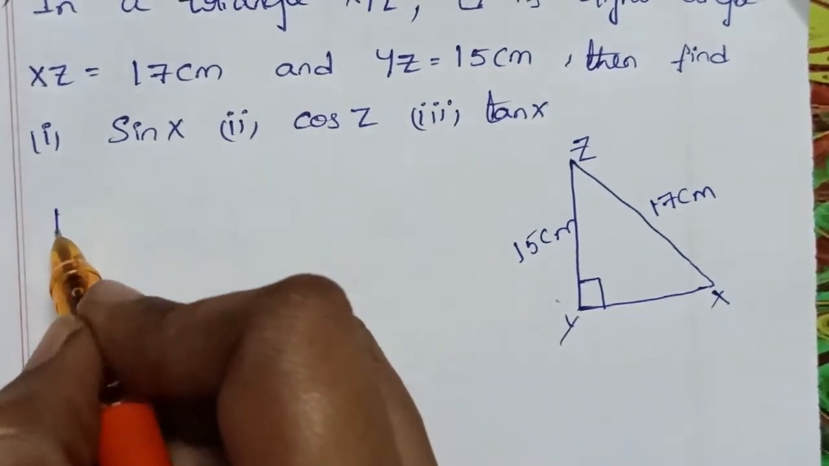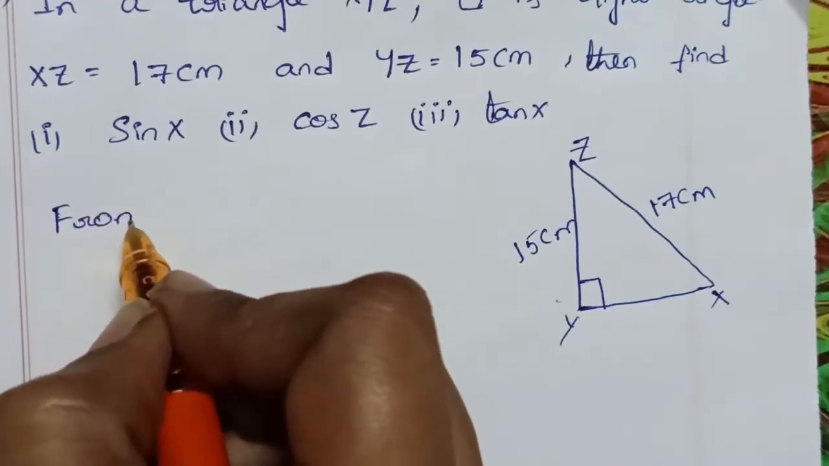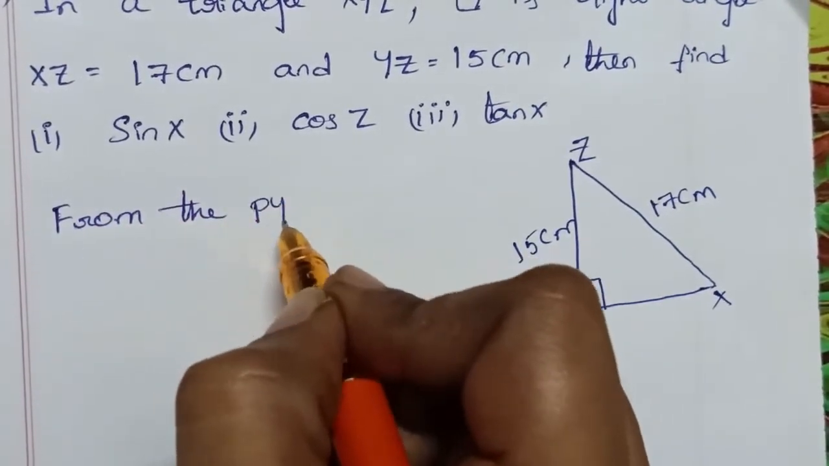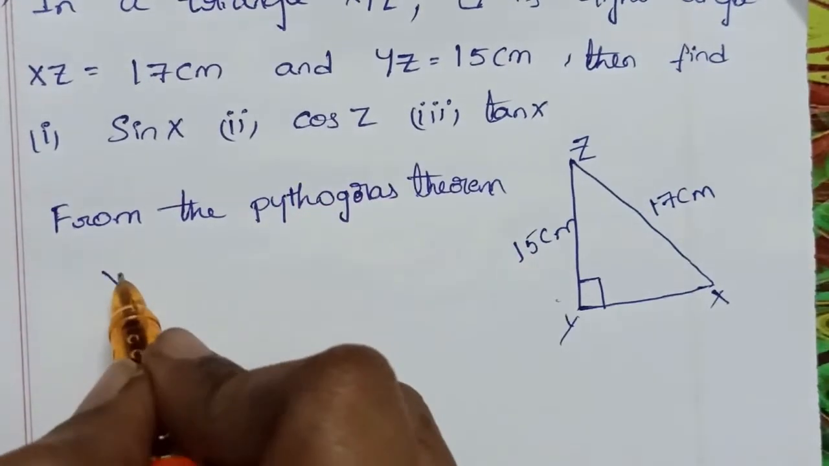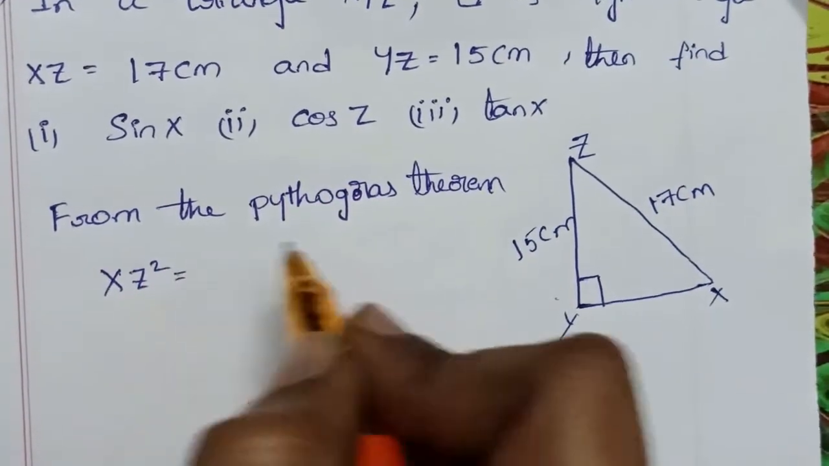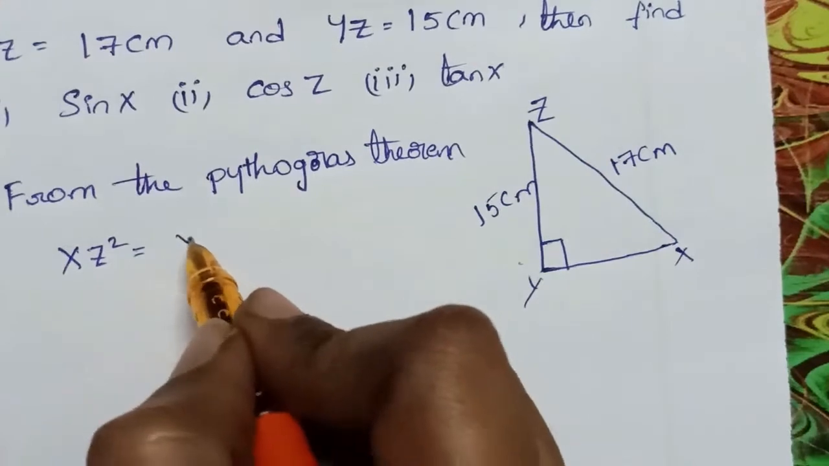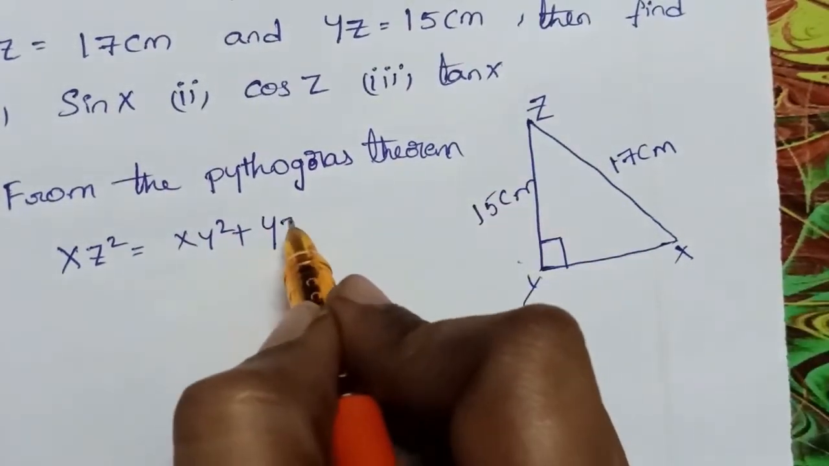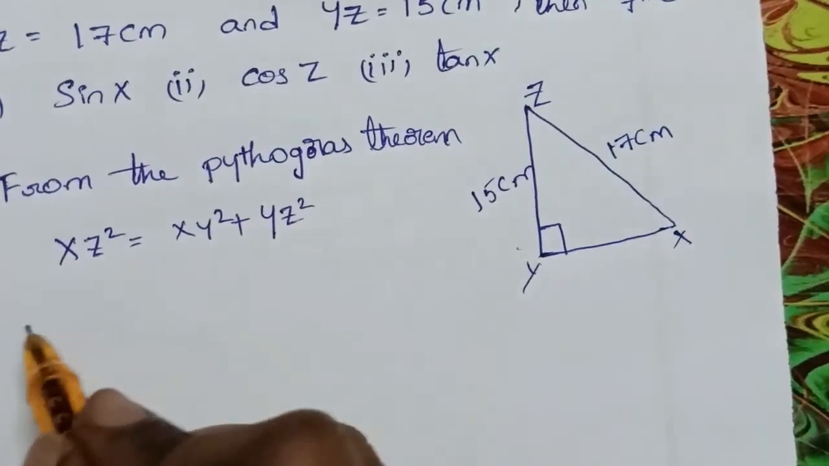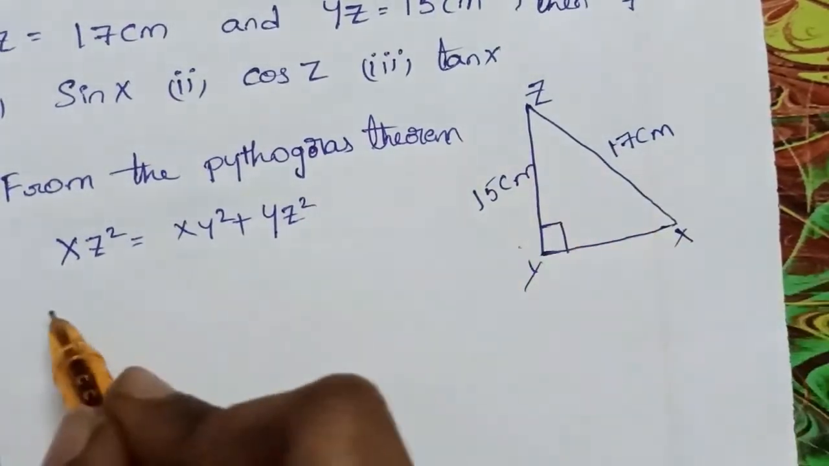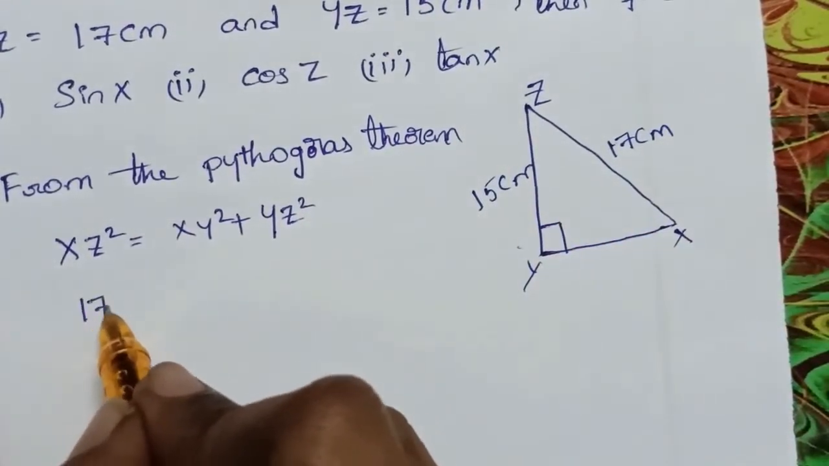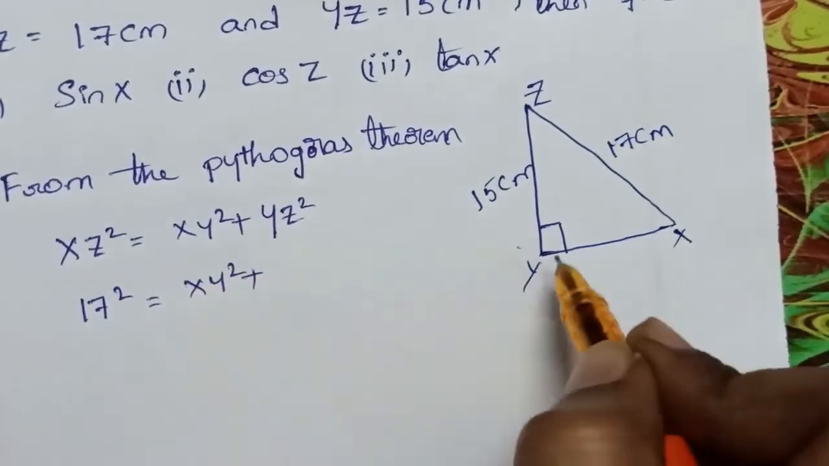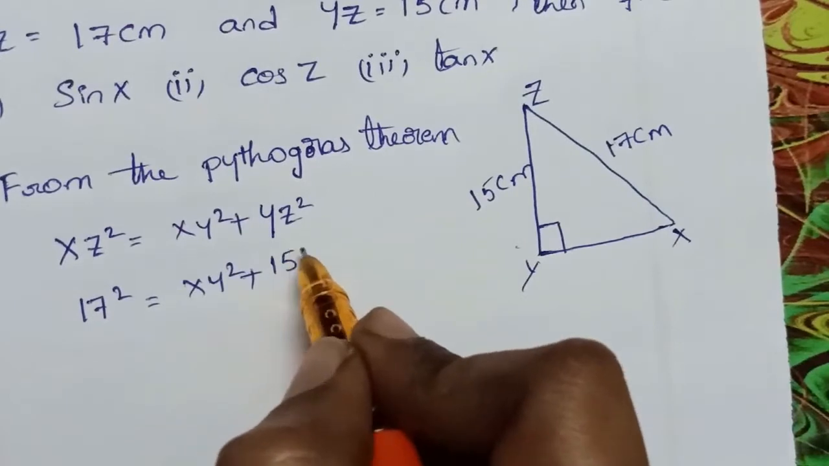From the Pythagoras theorem, XZ square is equal to XY square plus YZ square. So XZ length is 17 centimeters. 17 square is equal to XY square plus YZ length is 15 centimeters, 15 square.